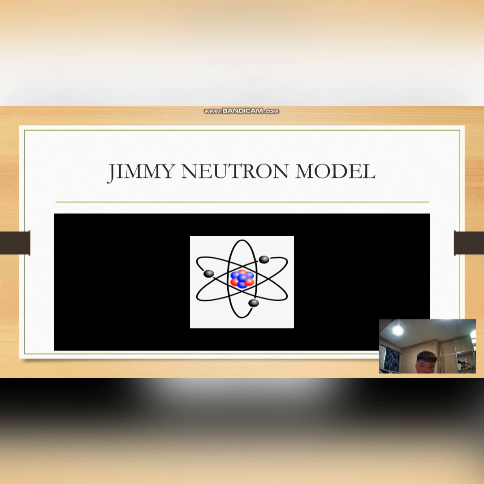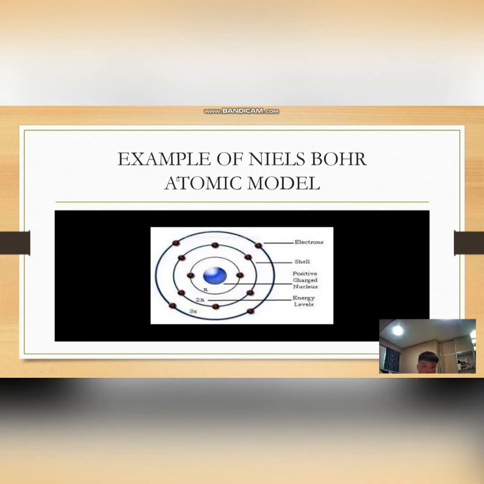This is the planetary model. These are the examples of Niels Bohr's atomic model. These are the electrons, these are the shells, and this in the middle is the positively charged nucleus, and these are the energy levels.